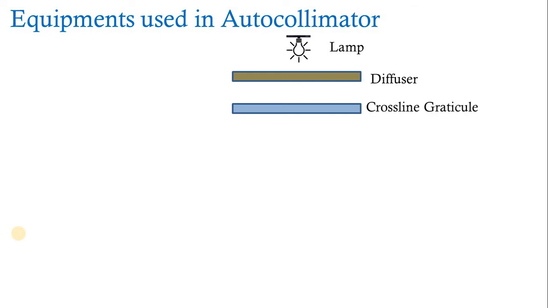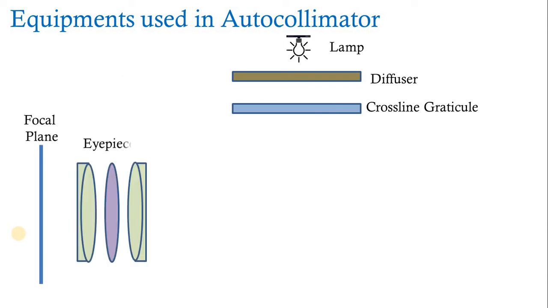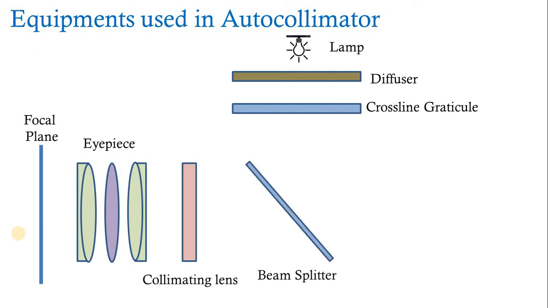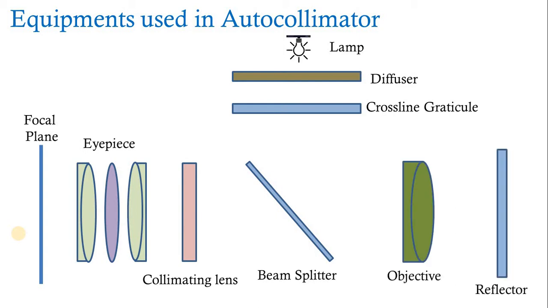Now we are going to see what equipment is used in the Autocollimator. Hope you understand the working principle. The equipment is: the lamp, which is the light source, then the diffuser, then the cross-line graticule, from where the light is transferred to the beam splitter, then the eyepiece at the viewpoint, then the collimating lens, the beam splitter, the objective, and then the reflector.